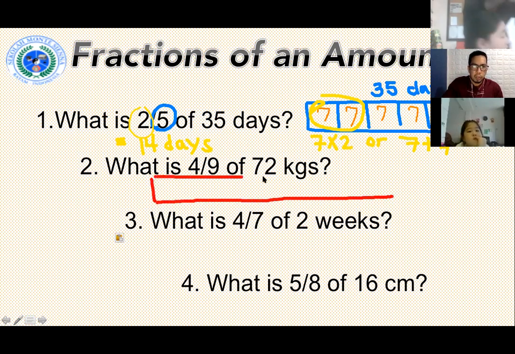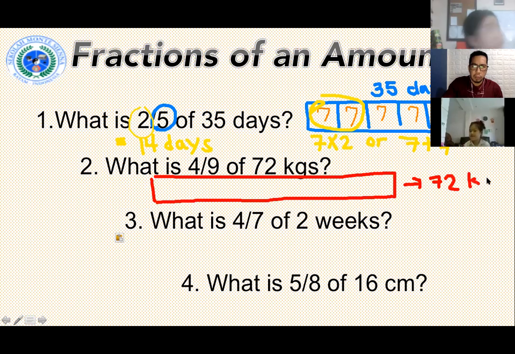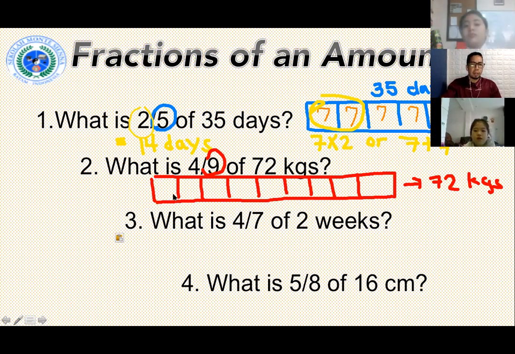And then we assume this box is equal to 72 kilograms. I'm going to divide this into how many? We divide it into 9. 1, 2, 3, 4, 5, 6, 7, 8, 9. Now, let's identify how many kilograms are there in each of my boxes.